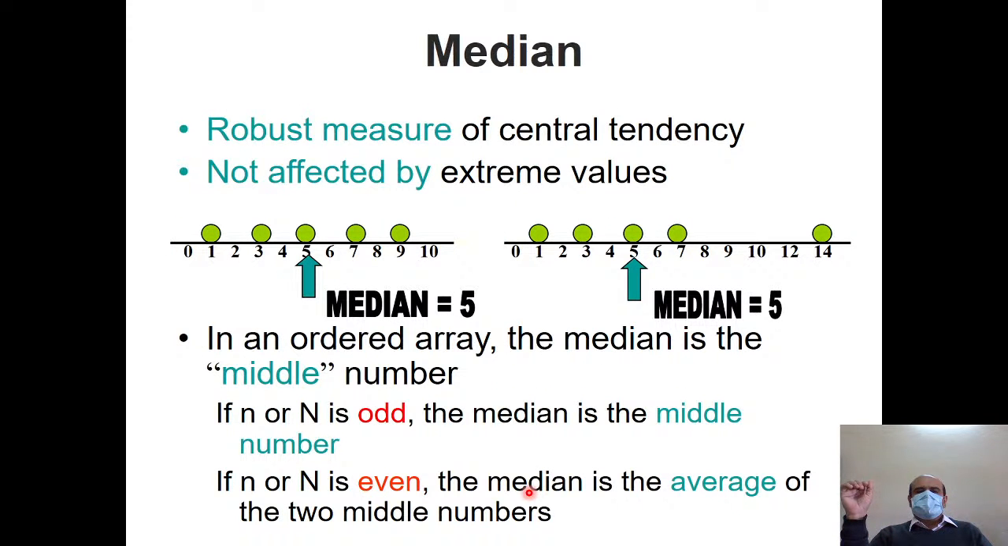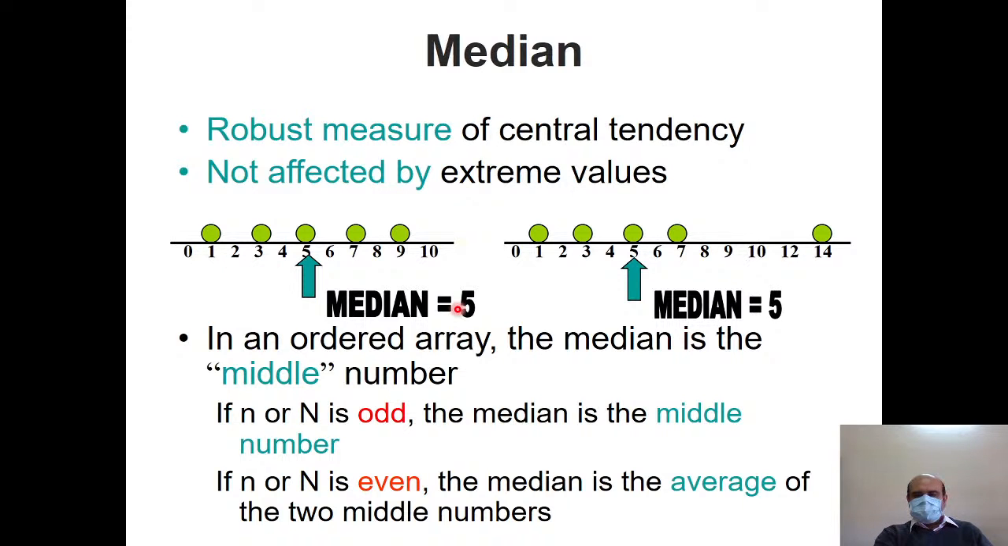Now coming to the median, the median is a robust measure of central tendency. Okay, it is not affected by extreme values. So these are the two characteristics of the median: it is a robust measure of central tendency and it is not affected by extreme values, those are outliers. Okay.